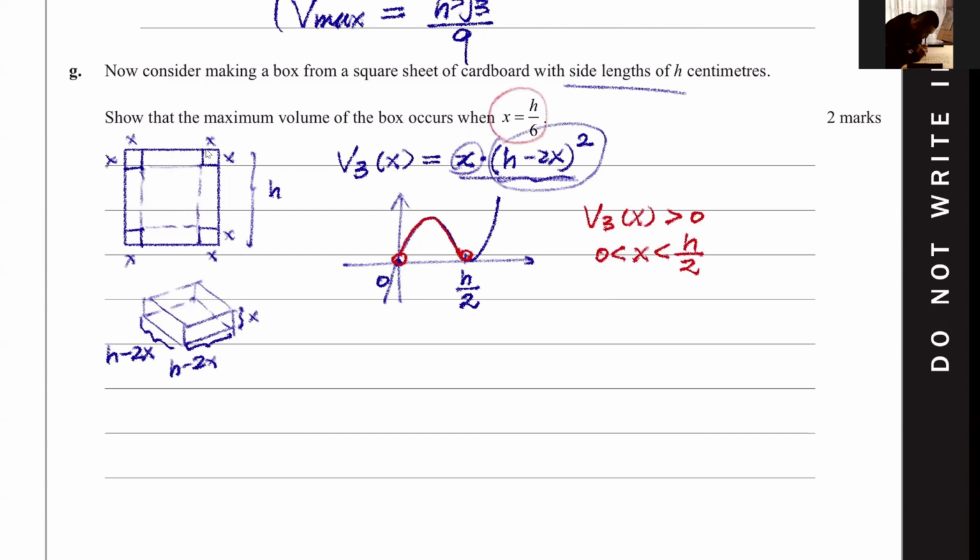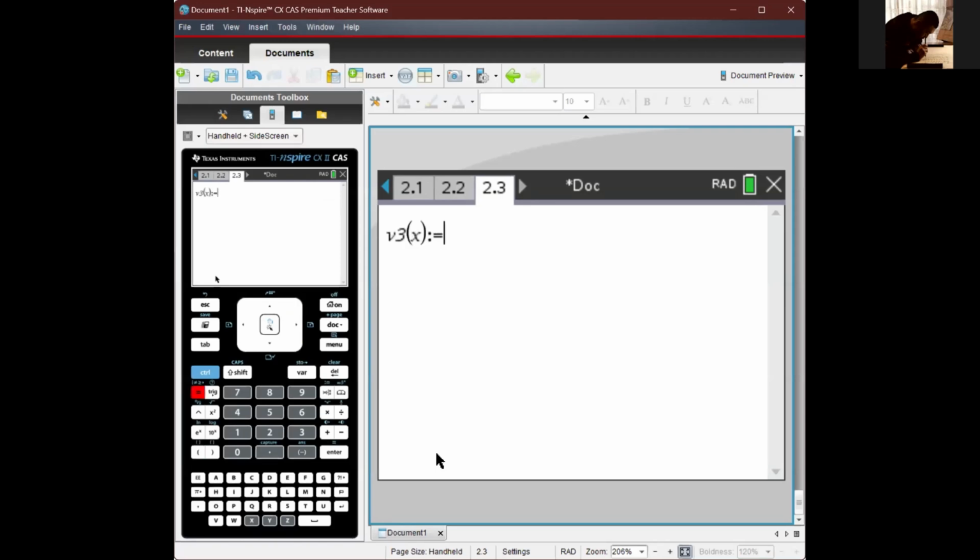So this is the graph. And I would like to show that at this x value, it gives me the maximum volume. So how do we show this thing? Well, first I would say you need to use the derivative. For a show that question, I would try to get the explicit derivative expression. Then we can verify this thing here for the nature of the stationary point, using the second derivative. So I'm going to say V3(x) is x times h minus 2x squared.